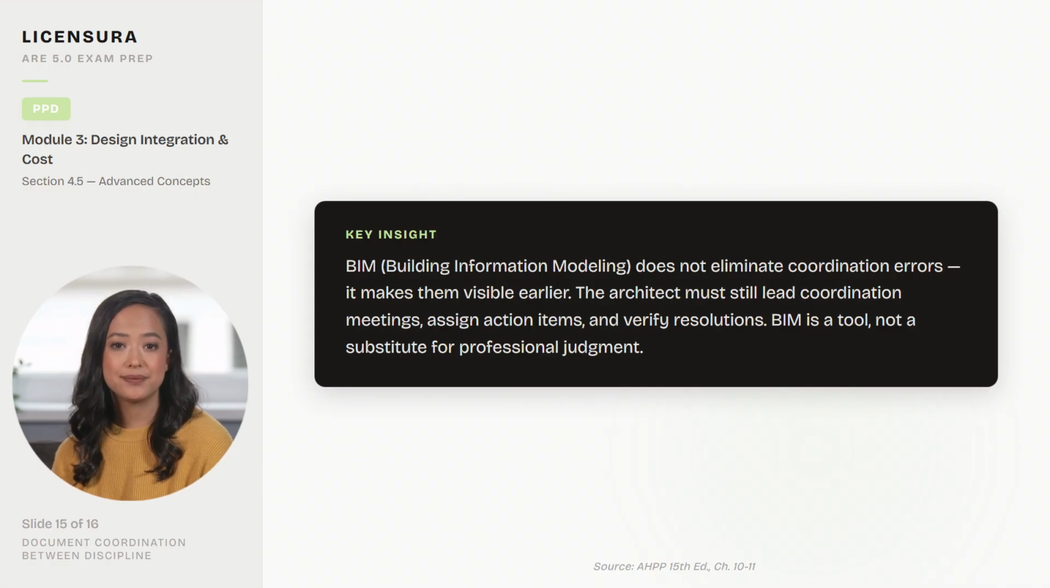Here's the key insight. BIM, Building Information Modeling, does not eliminate coordination errors. It makes them visible earlier. The architect must still lead coordination meetings, assign action items, and verify resolutions. BIM is a tool, not a substitute for professional judgment.